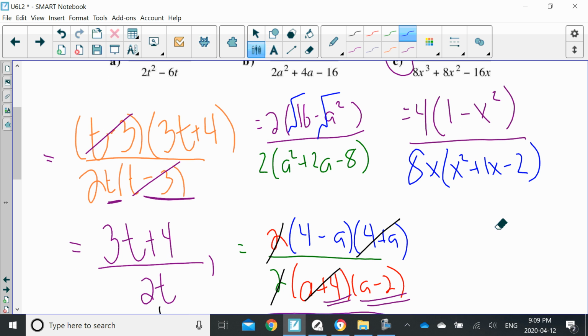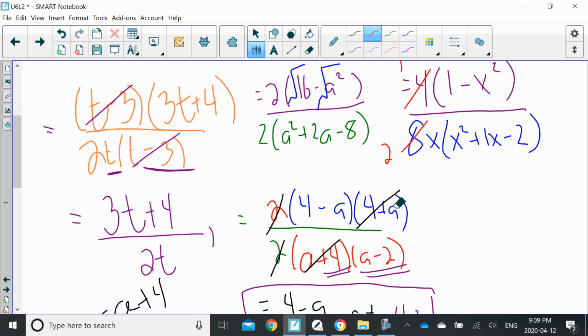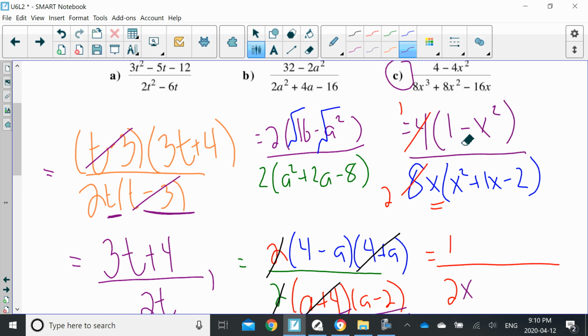Okay, we're not done. What does 4 over 8 reduce to? 4 over 8 is the same thing as 1 over 2, right? If you type in 4 over 8 on your calculator, you're going to get 1 over 2. And then I'm going to bring down that x. Now, 1 minus x squared, that is a difference of squares. They love giving difference of squares. 2 terms separated by a minus. Each of those terms could be square rooted. So this would be 1 minus x and 1 plus x.